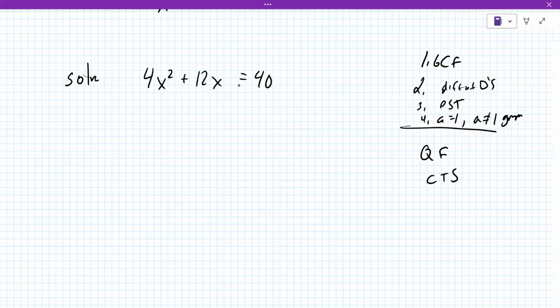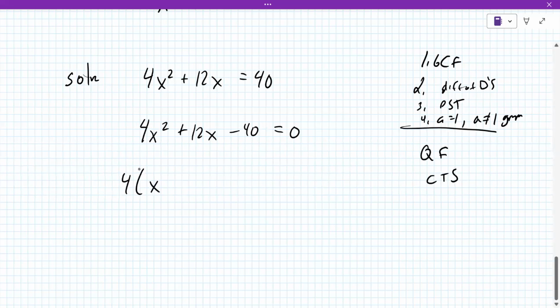X plus 3/2 squared equals 10 plus 9/4. I'm not sure what I'm hearing exactly. You do want to move that 40 over, yeah, I did, and then is there a GCF? Is there a number or variable that goes in all of them? Okay, 4. So x squared plus 3x minus 10.